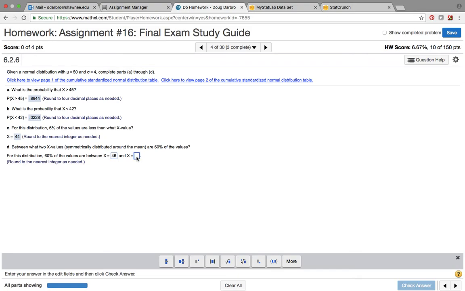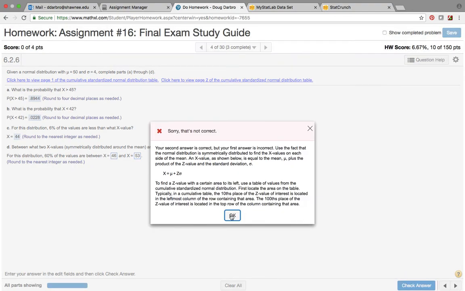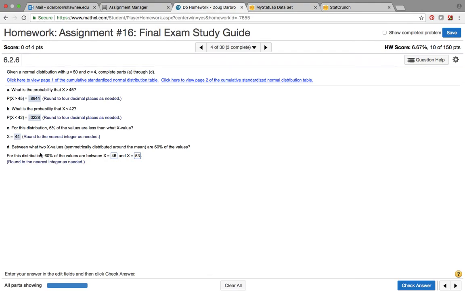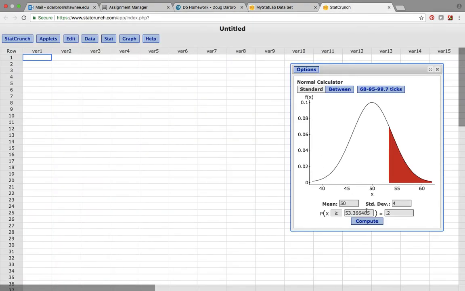Now this was a commonly missed problem the last time I taught STAT1800. So, okay, what did we do wrong? All right, well, what's going on here? 60% round to the nearest integer is needed. Mean of 50, standard deviation of 4. 60% between. All right, guys, what's happening here?